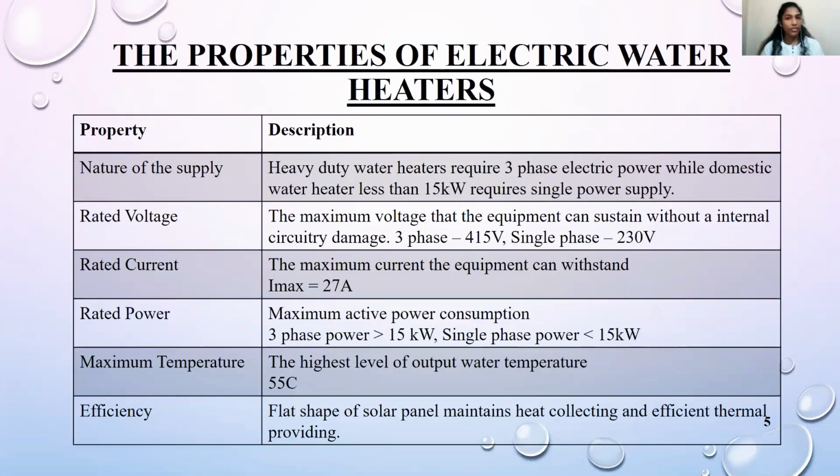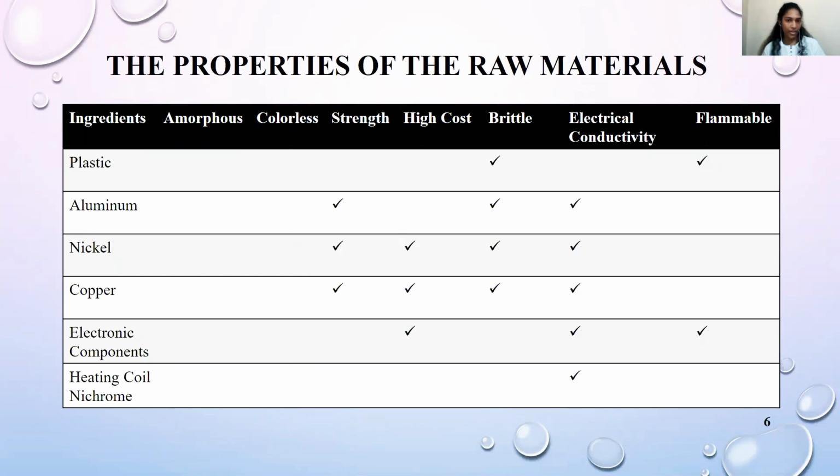The properties of the raw materials. They are plastic, aluminum, nickel, copper, electronic components, and nichrome heating coil.